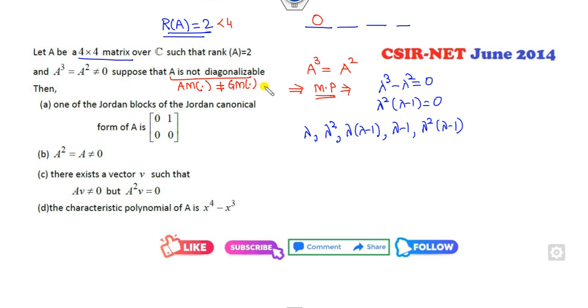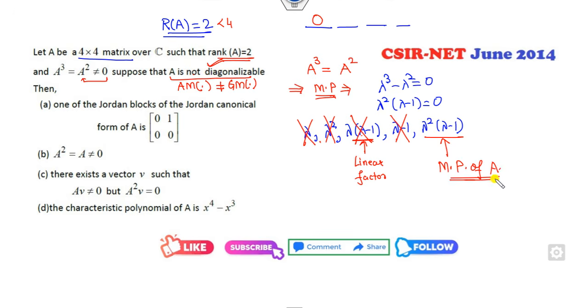Fine. Now rank is 2. If rank is 2 and A square is non-zero, so this definitely cannot be true. This is my linear factor. If the minimal polynomial has a linear factor, then it is diagonalizable, but it is given that it is not diagonalizable, so this option is also cancelled. This is a linear factor, this option cancelled, this option cancelled. So that means this is the only possible minimal polynomial of the matrix A.